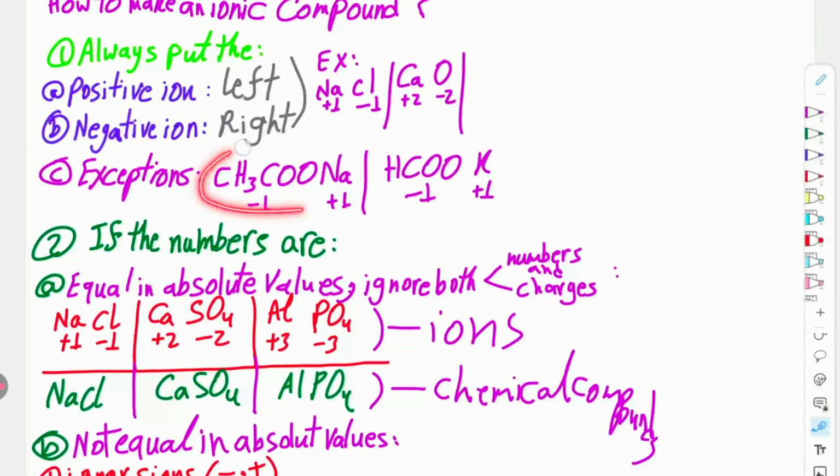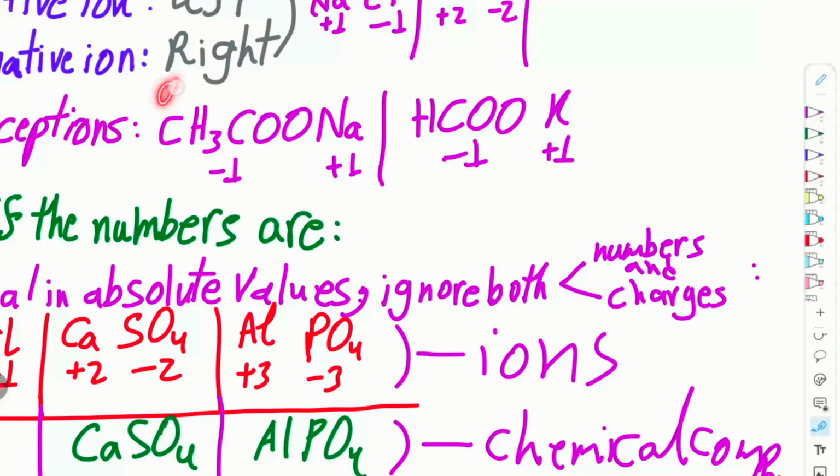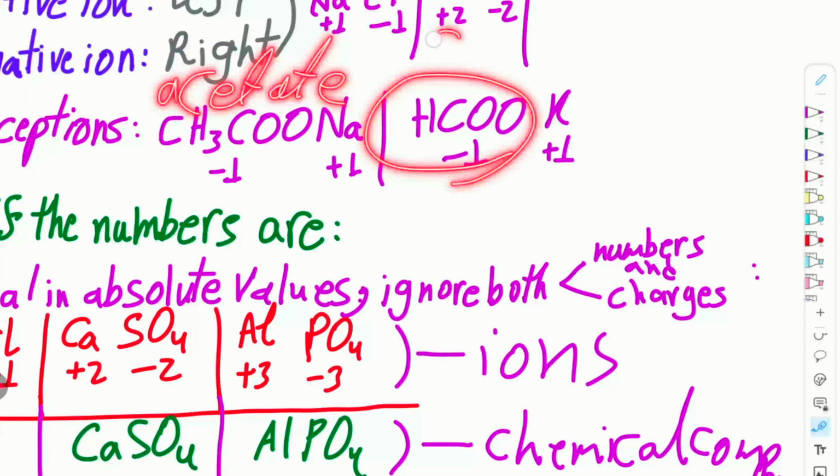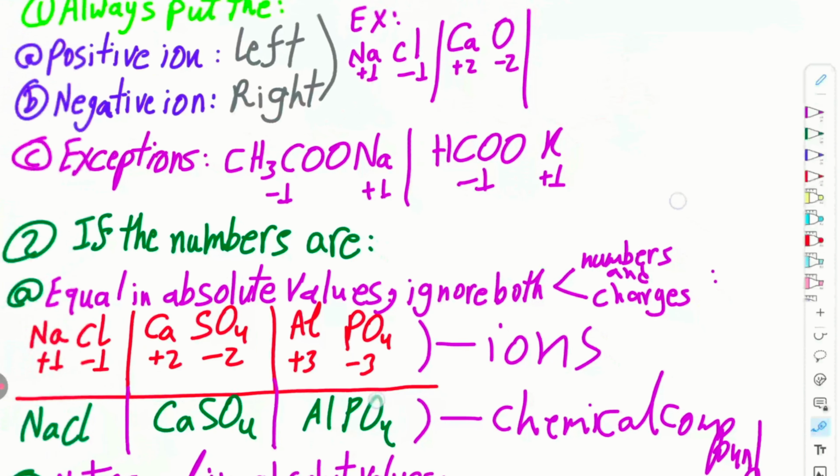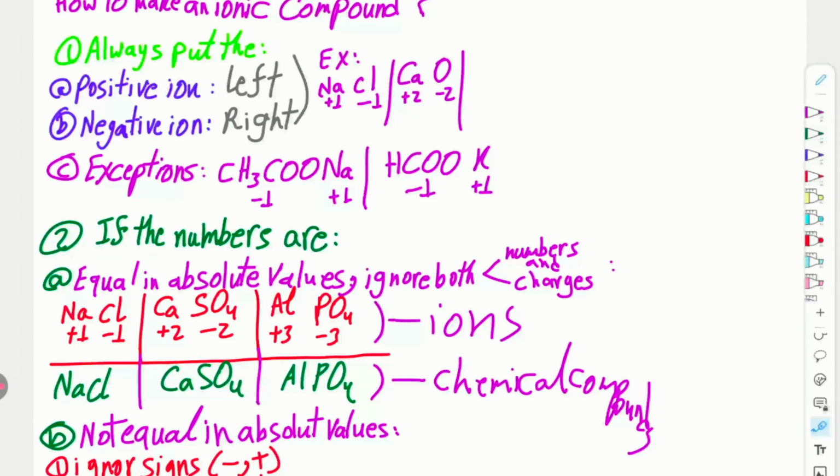This ion, which is called acetate, and this one, which is called formate ion. Those ions, my friends, are exceptions. This means that they come left, although they are negative. Generally, the negative ions go right, but because they are exceptions, they go left.